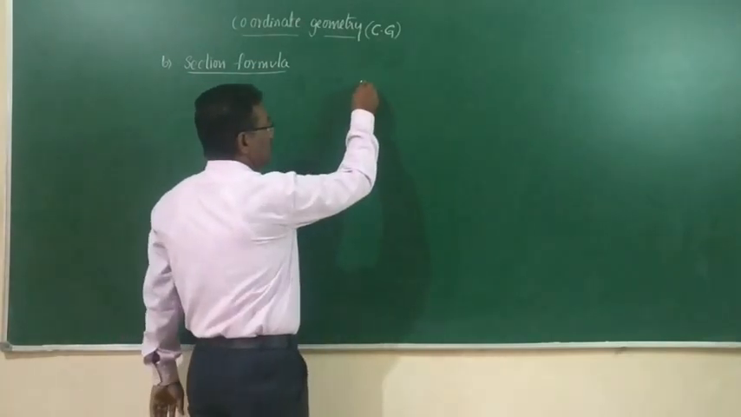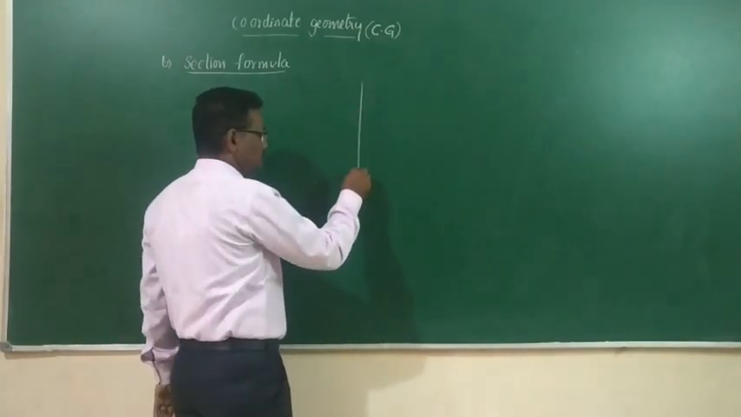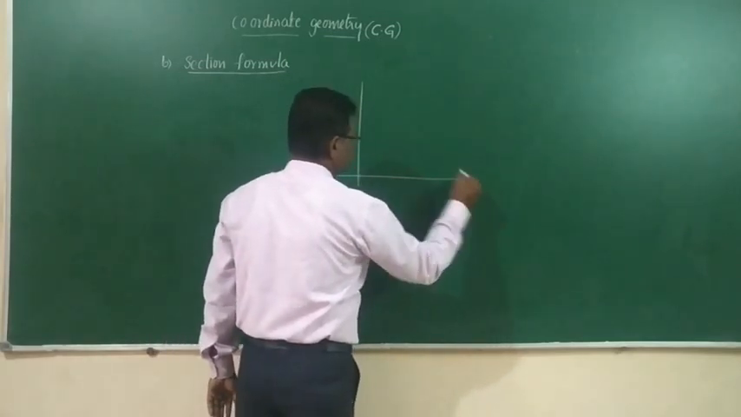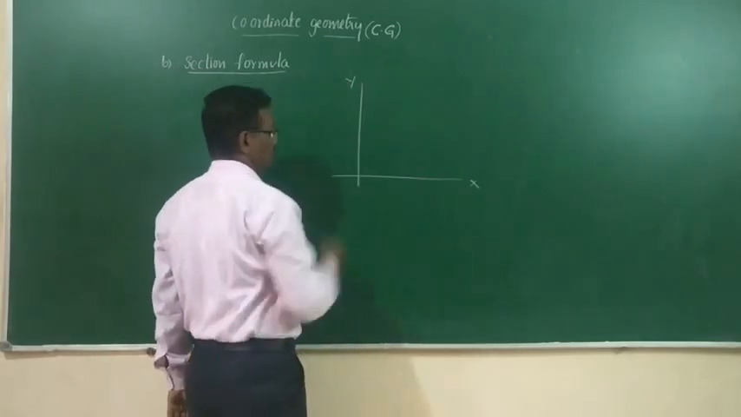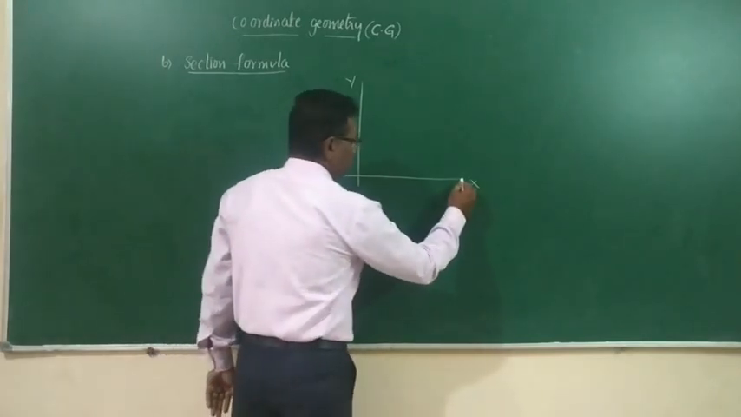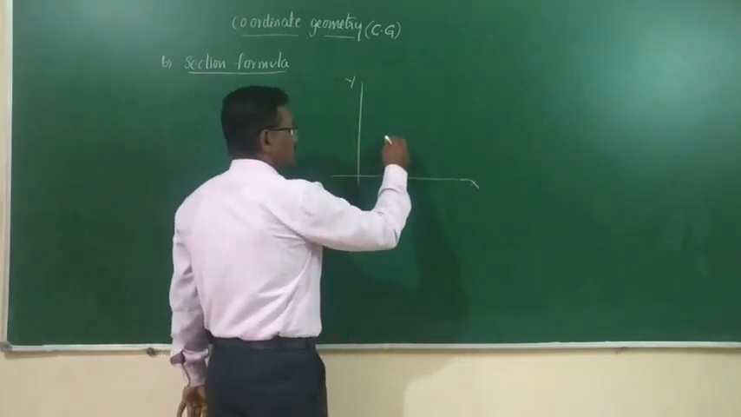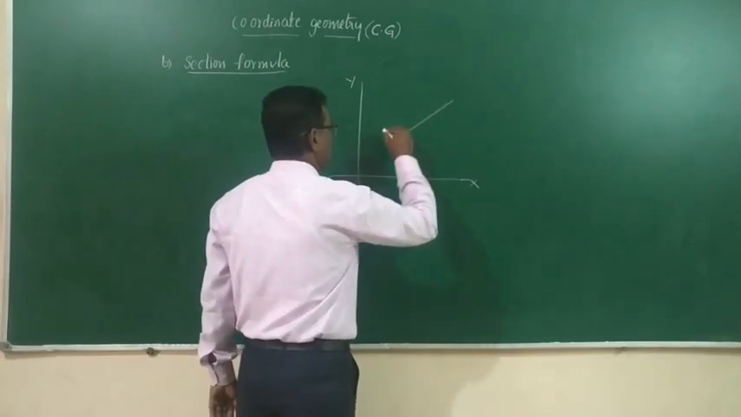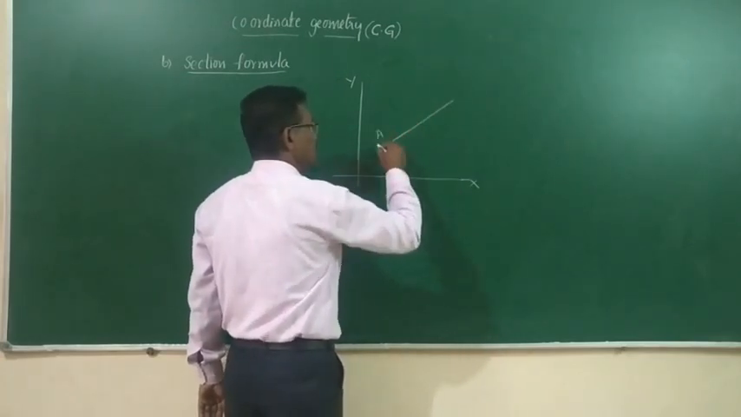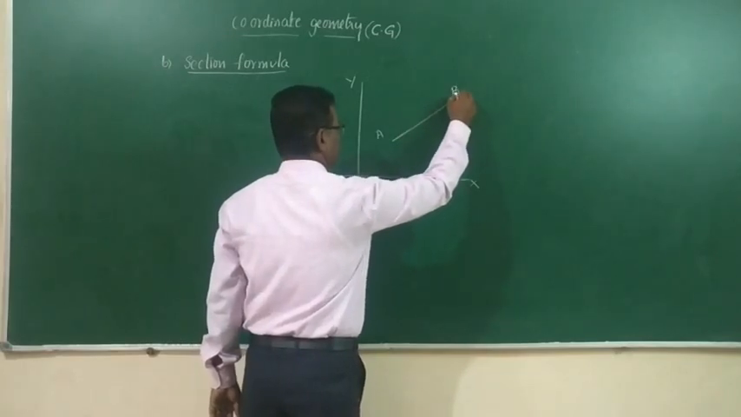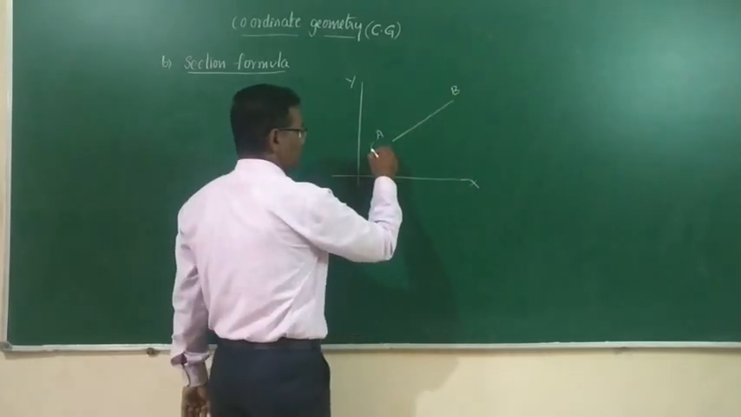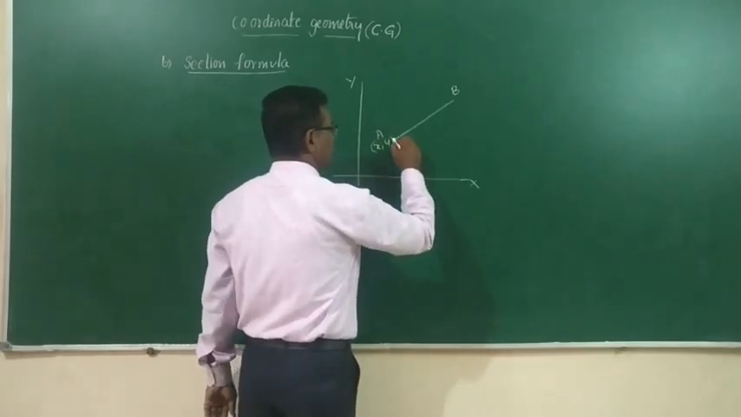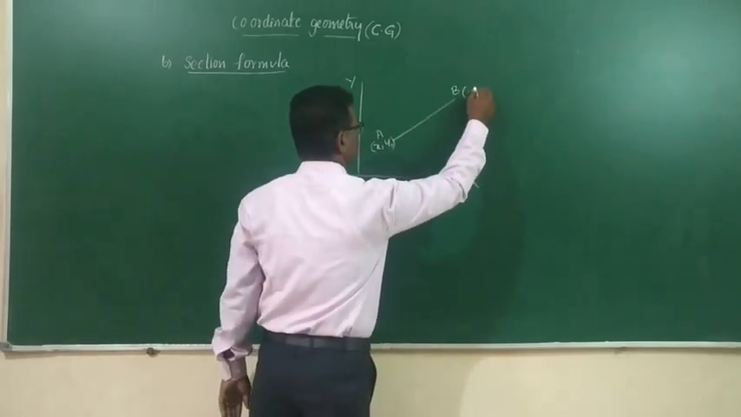Here there is a plane which contains the x-axis and y-axis. So there is a line segment joining the 2 points A, B. Let us take now x1, y1 as the first point, and the second point x2, y2.